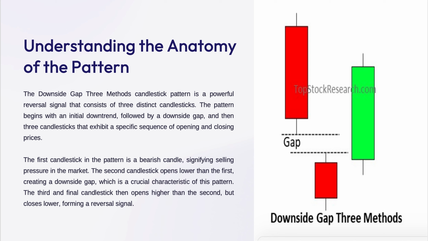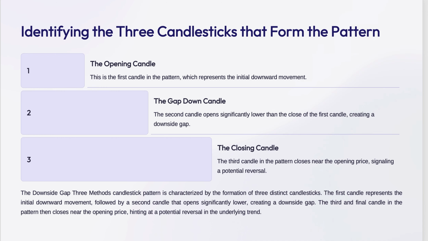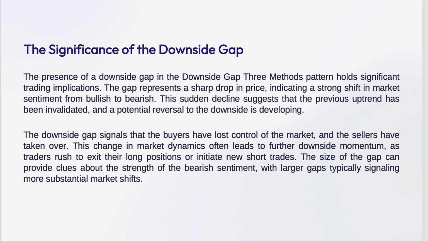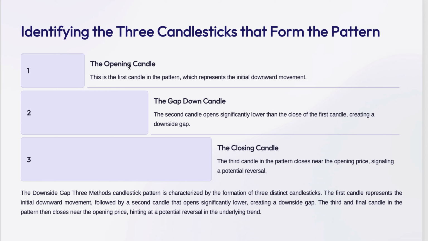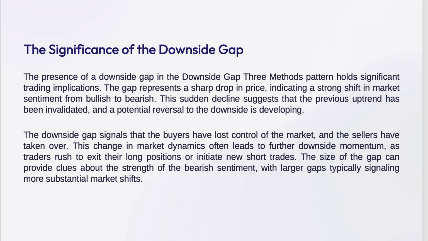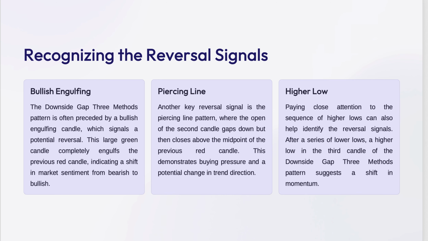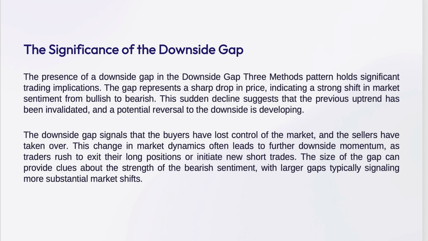Understanding anatomy, we already discussed the anatomy. Identifying the 3 candles: the opening candle, the gap down candle, and the closing candle. The opening candle is always a bearish candle, the gap down candle is bearish, and the closing candle is green. On the significance of the downside gap, I think I already explained how real-time markets work. You can pause and read this one.